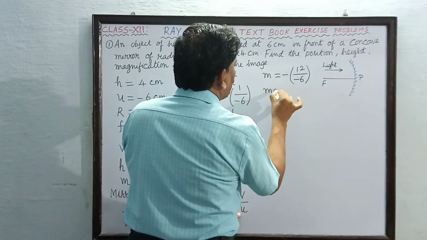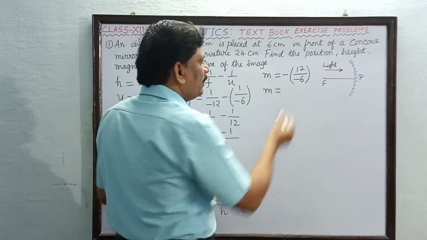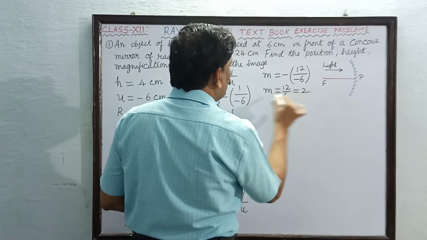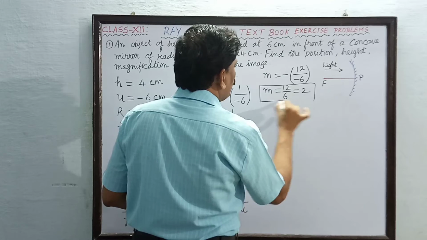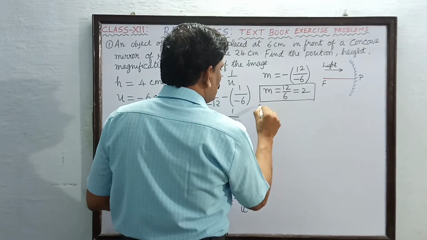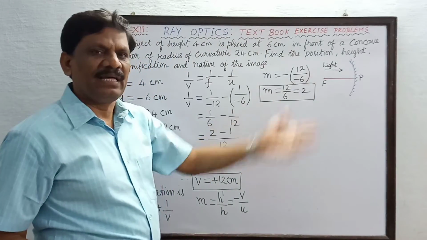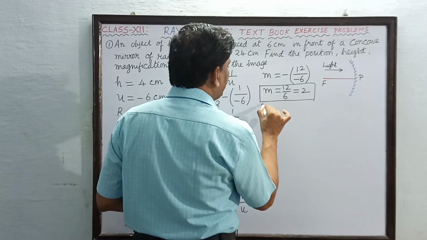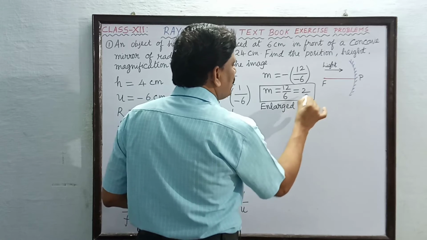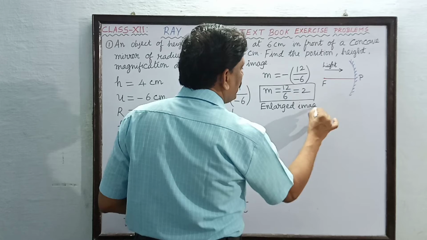So m is now equal to this minus, and the minus will become plus. So that is 12 by 6, which is equal to 2. So magnification is plus 2. So the image is 2 times magnified, or bigger than the object. So this is an enlarged image. This is enlarged because it is twice the size of the object. So I have written here, enlarged image.